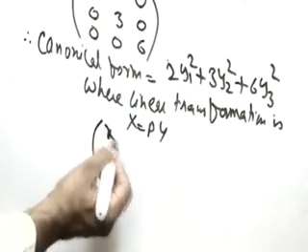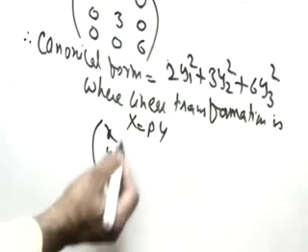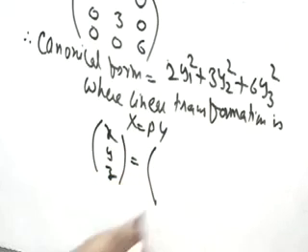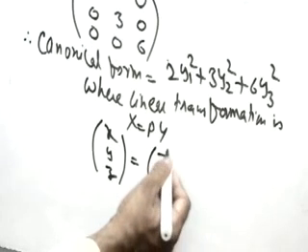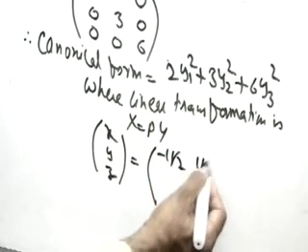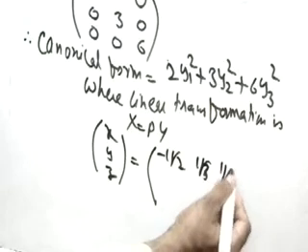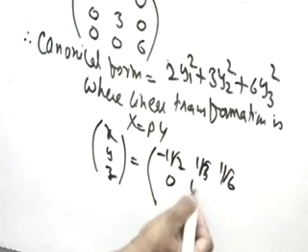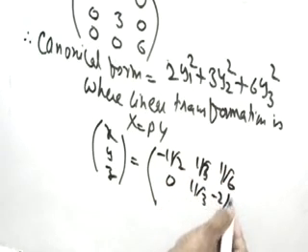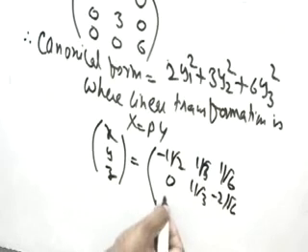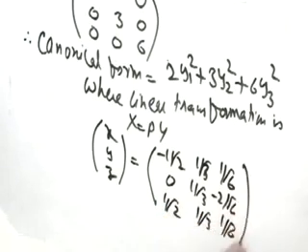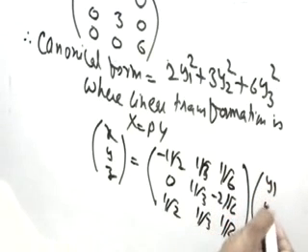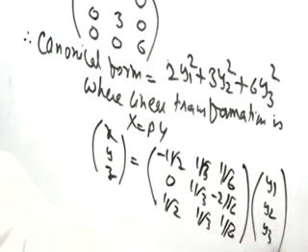Now substitute the values. X means we have the variables x, y, z, equals P. We already found the value of P. P is minus 1 by root 2, 1 by root 3, 1 by root 6; 0, 1 by root 3, minus 2 by root 6; and last is 1 by root 2, 1 by root 3, 1 by root 6, into y. Y is y1, y2, y3.